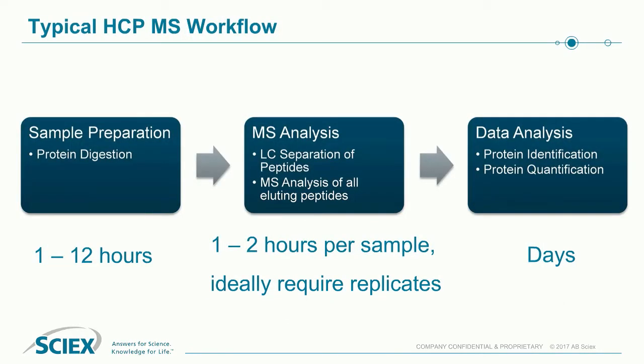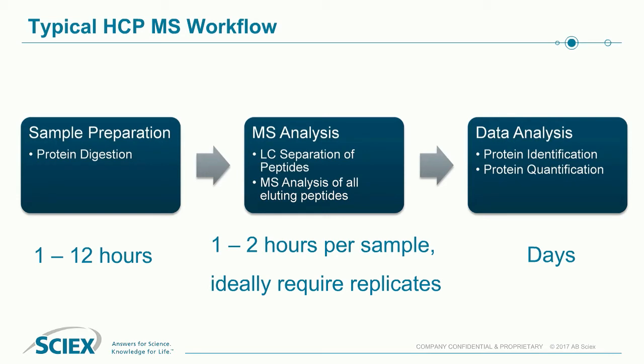So the typical HCP mass spec workflow involves sample preparation, as I've said, the mass analysis, and then data analysis. The sample preparation is through a protein digestion step, and then MS analysis is generally through LC separation, followed by the MS analysis of all the eluting peptides. And then data analysis can form two methods really, one around protein identification, and then the final one, which is really what we need for the HCP analysis, which is around the quantitation and how much is present.